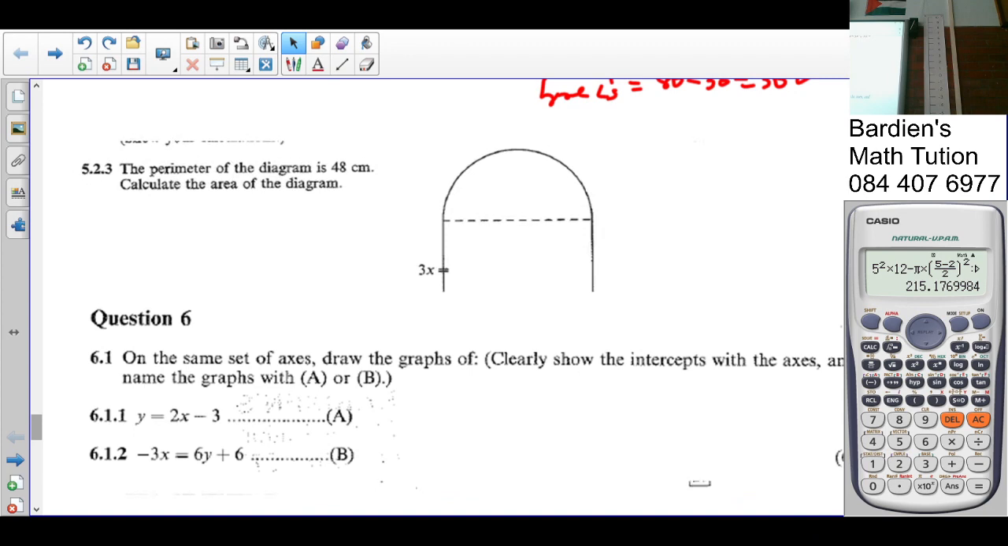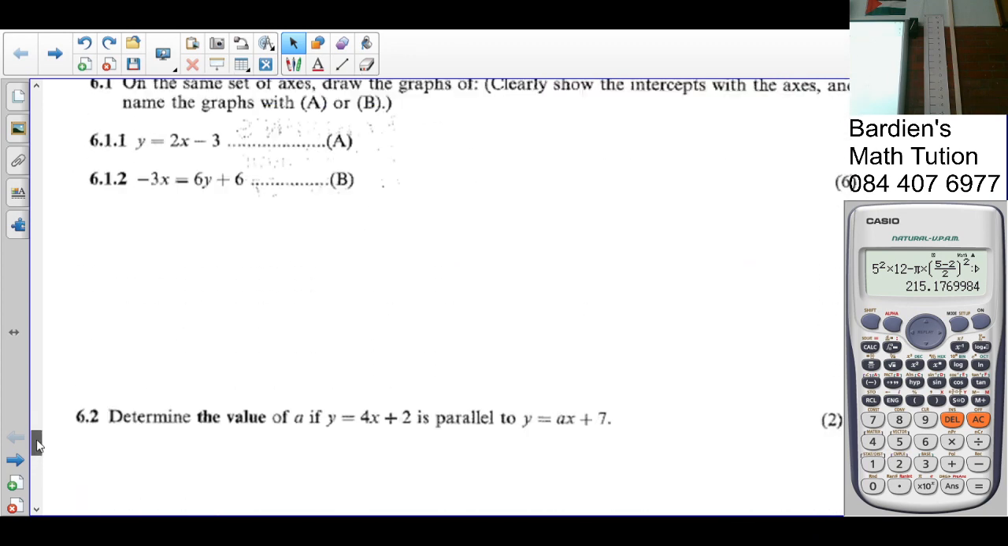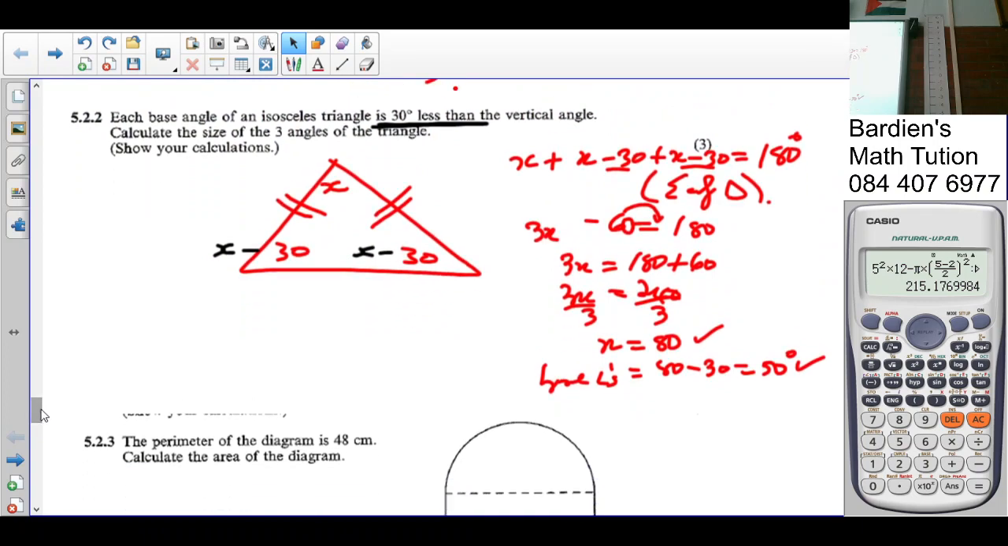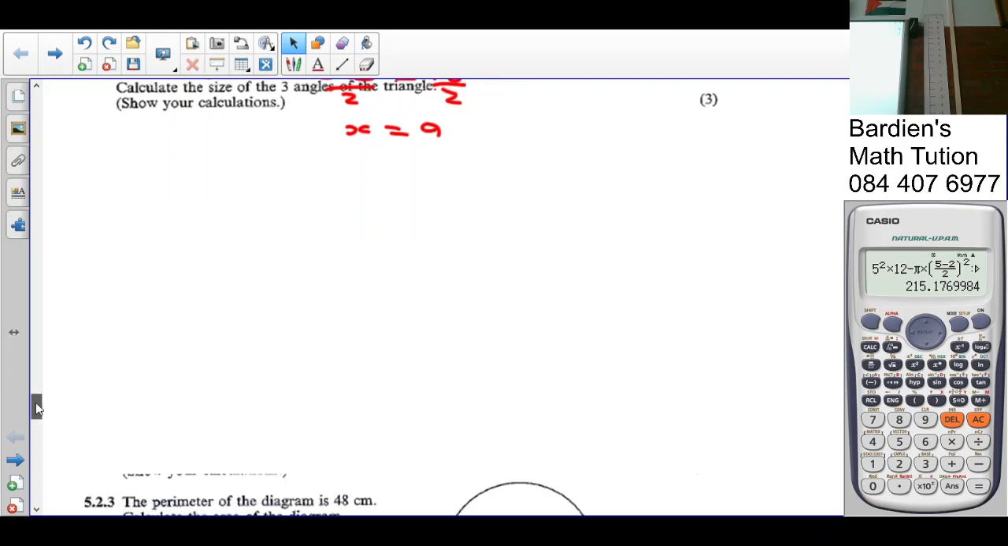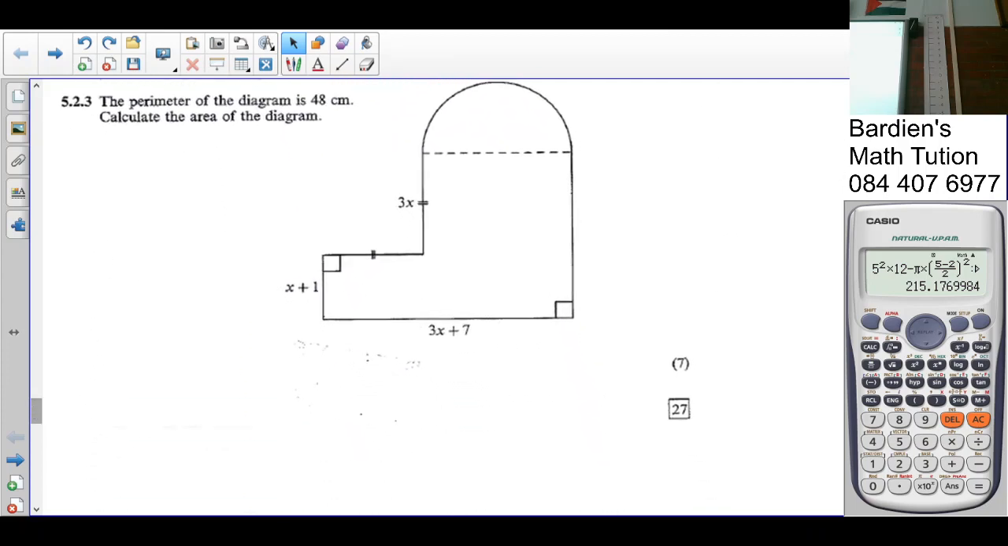The next one. Question 5.2.3. The perimeter of this diagram is 48 centimeters. Calculate the area.